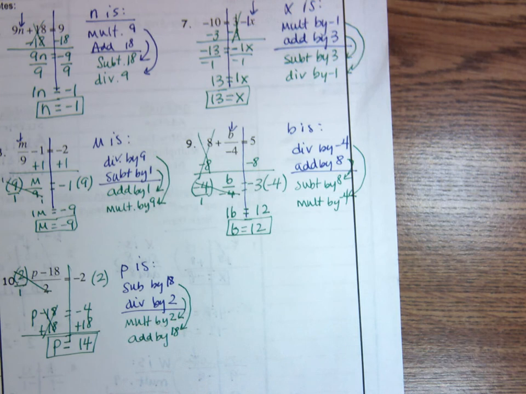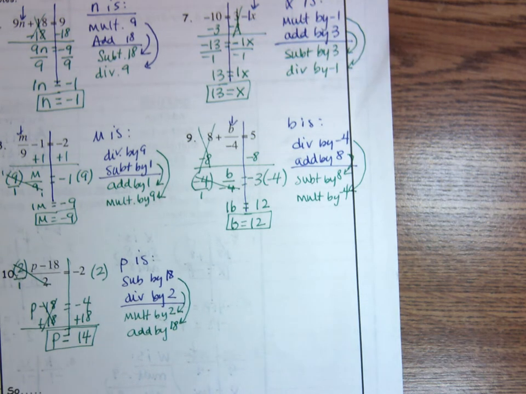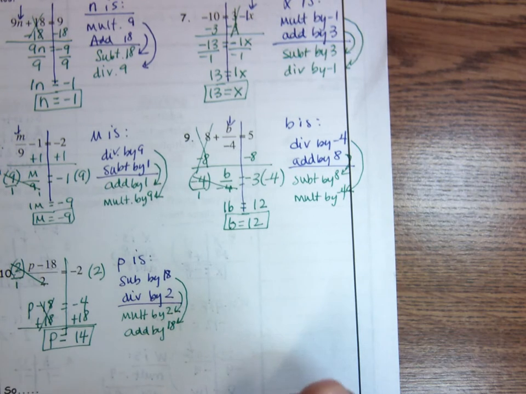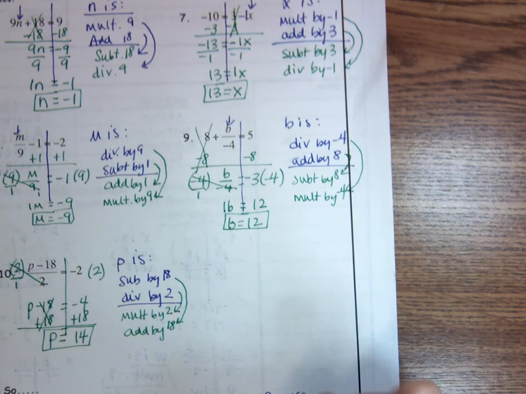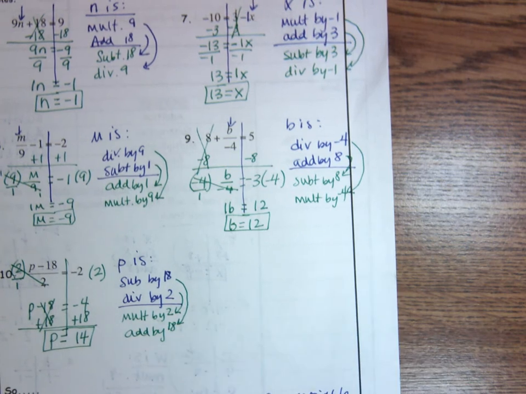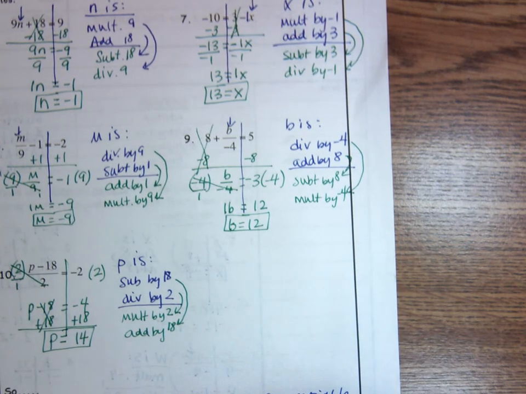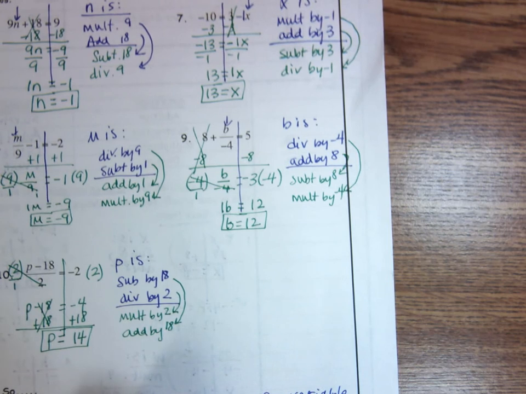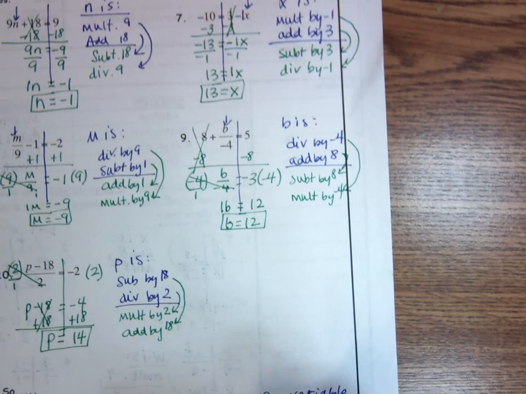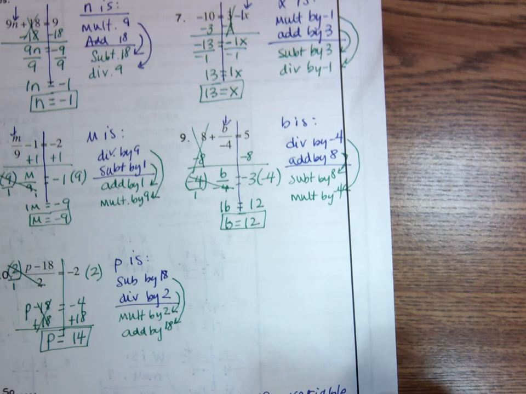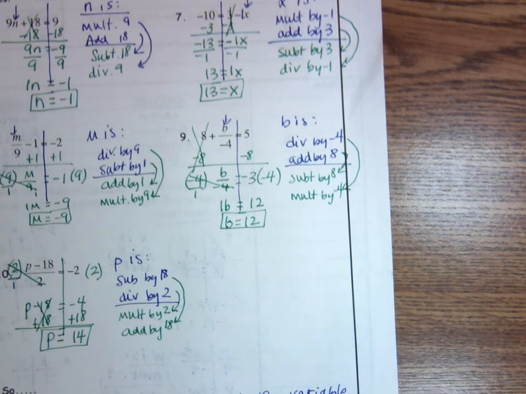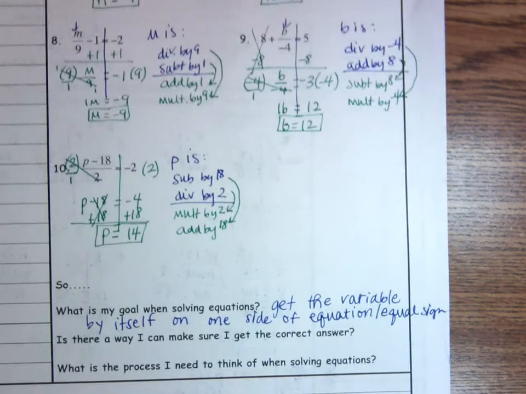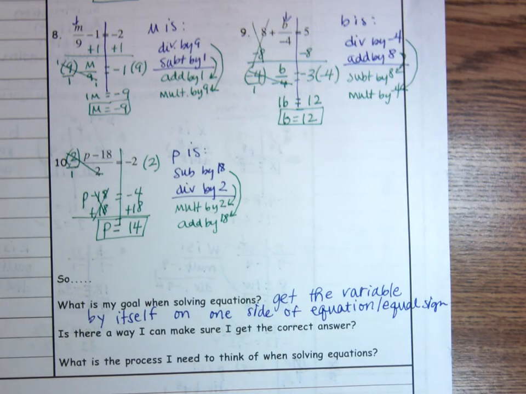So, what is my goal when solving equations? Well, in order to solve an equation, we want to get the variable. Variable is the x or the b or the s. Get the variable by itself on one side of the equation, or the equal sign. Oh, and I'm sorry, you can't see that. So what is my goal when solving equations? To get the variable by itself on one side of the equation or equal sign.